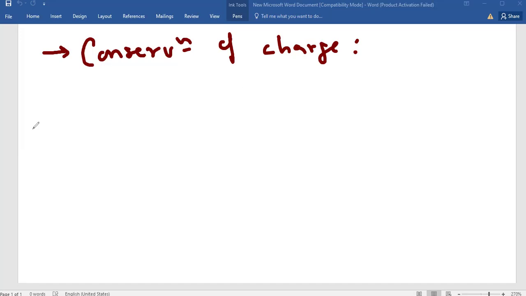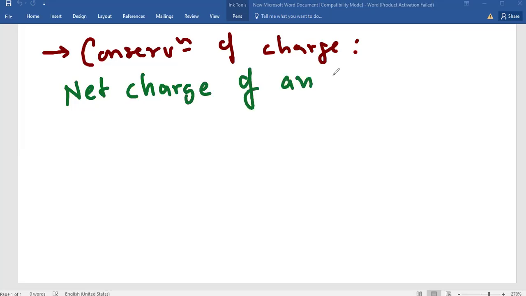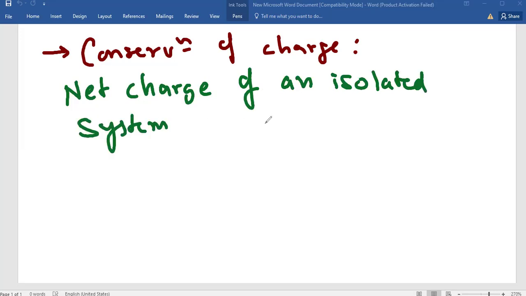So, we will say that net charge of an isolated system remains the same. Isolated means you are not allowing the electrons to exit or cross through the boundary.